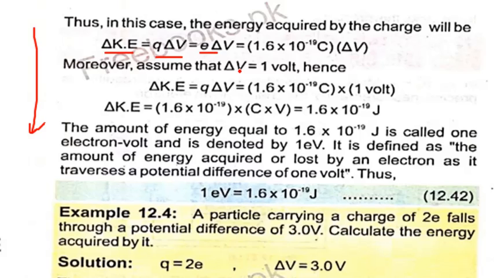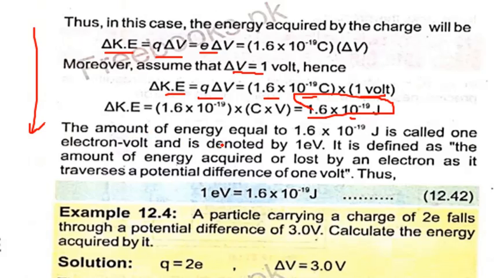If we assume that the potential difference between 2 points has a value of 1 volt, then the gain in kinetic energy equals Q delta V, 1.6 times 10 raised to minus 19 coulomb, and replacing delta V by 1 volt, we will get 1.6 times 10 raised to minus 19 coulomb multiplied by volt equals joule. Thus, the increase in kinetic energy equals 1.6 times 10 raised to minus 19 joule. This energy is called 1 electron volt.